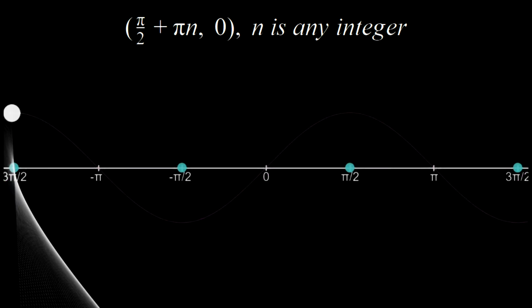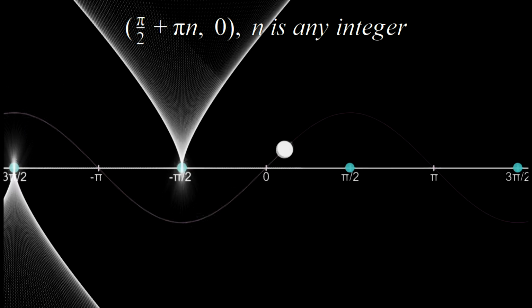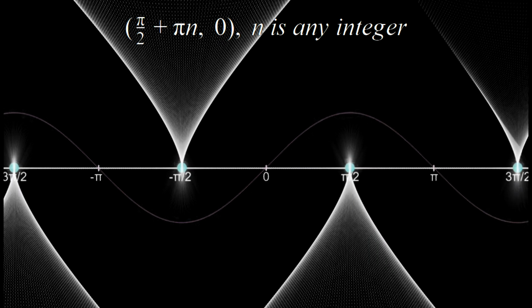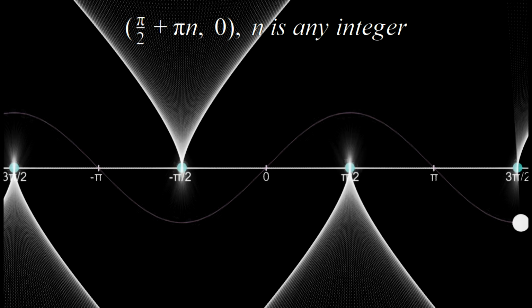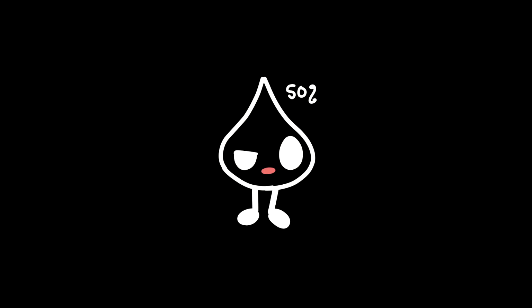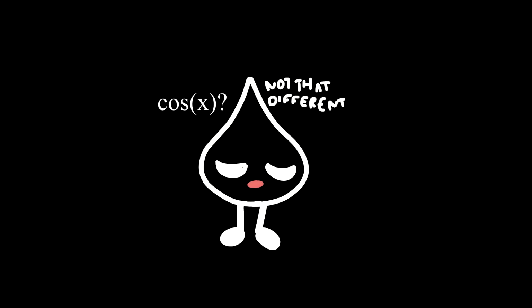Lastly, when we enable the normal map, we can confirm that these are pseudo-foci because they are on the cone's tips. But we are only halfway done. Sort of. How about cosine x's pseudo-foci? Well, they're not that different.